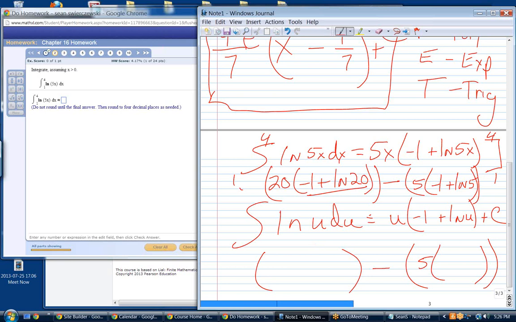Alright, so the left side, if I did it right, is 39.9146. Now, I can see a potential problem coming already. Do not round until the final answer. So, do you have a couple more decimal places? Yeah. 4548.